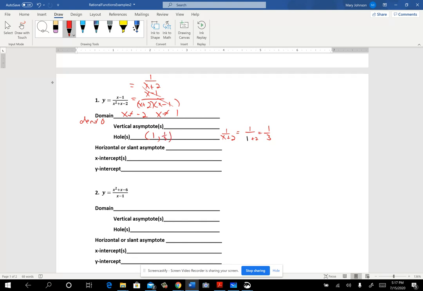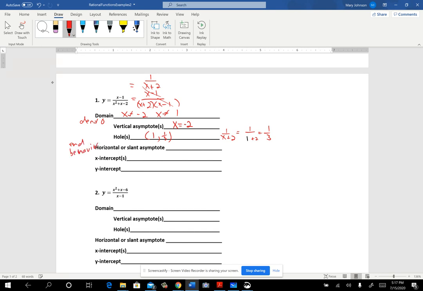But the other issue, the x plus 2 wasn't removable, wasn't fixable. I couldn't cancel it out. So that's going to give me a vertical asymptote, and that'll be a vertical line at x equals -2. Okay. All right, now when you do the horizontal or the slant asymptote, that's the end behavior.